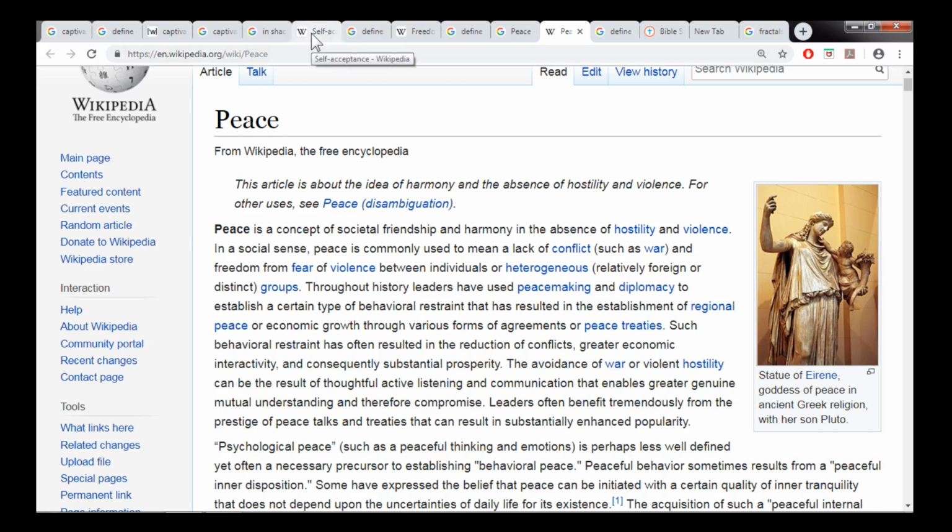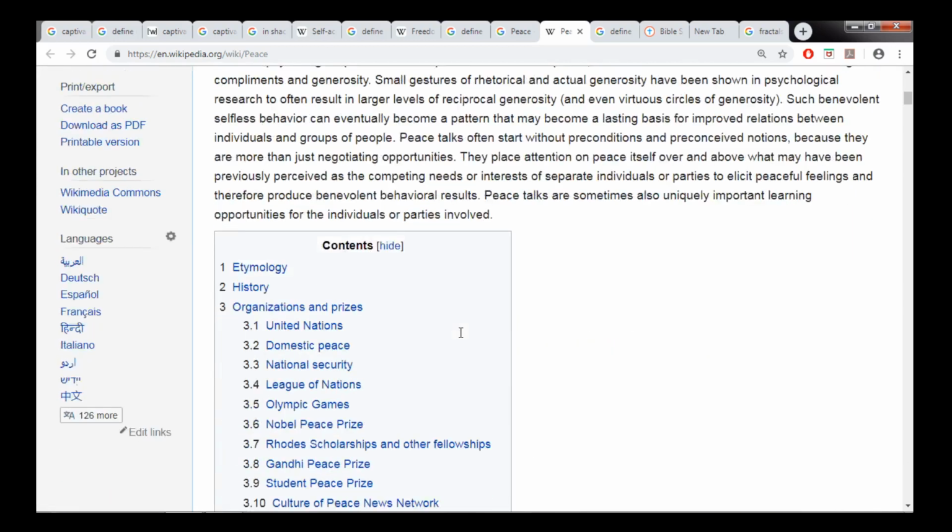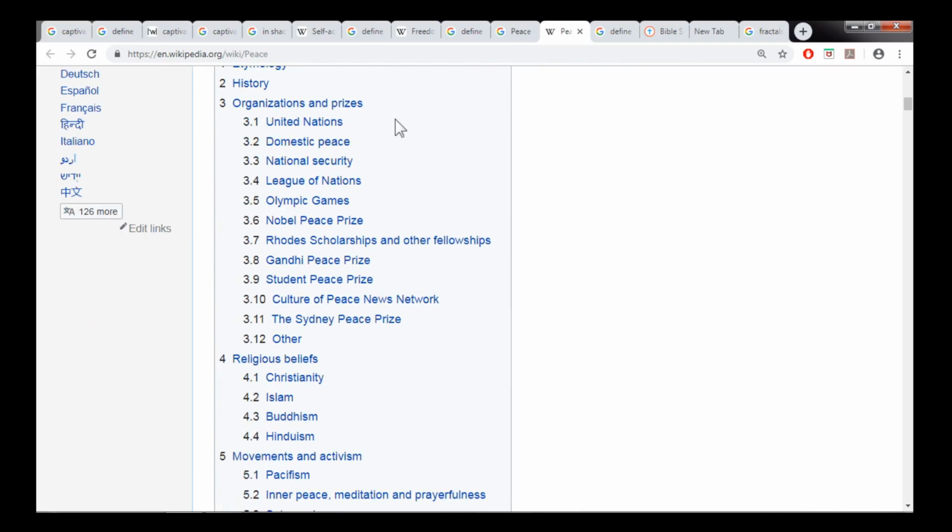For only the Father reneweth all things, not man. So if you're in a state of relentless anxiousness or fret, instability, which truly everyone lives, because violence is just everywhere. Fear everywhere, conflicts relentlessly, blah, blah, blah. And then you have all these relentless corpses of organs. Just, well, look: the United Nations, domestic peace, national security, League of Nations, Olympic Games, Nobel Peace Prize, Rhodes Scholarships and other fellowships, Gandhi Peace Prize, Student Peace Prize, Culture of Peace News Network, the Sydney Peace Prize, other. There's more. Who knew?